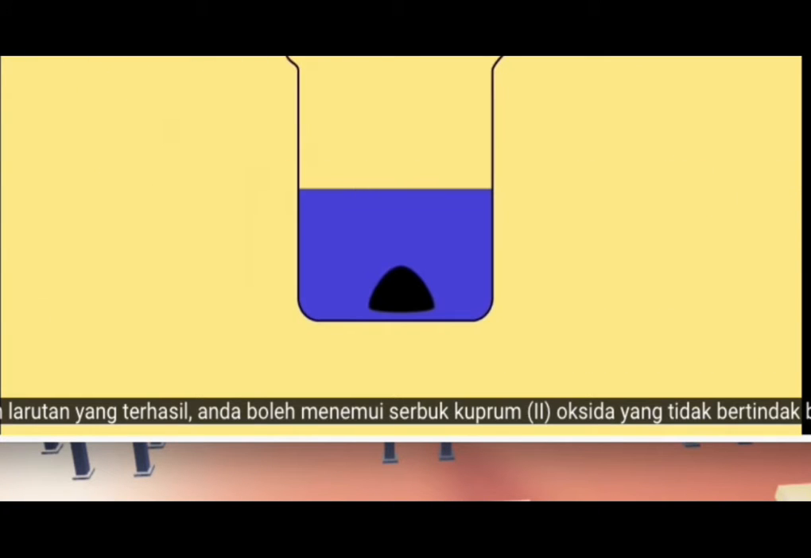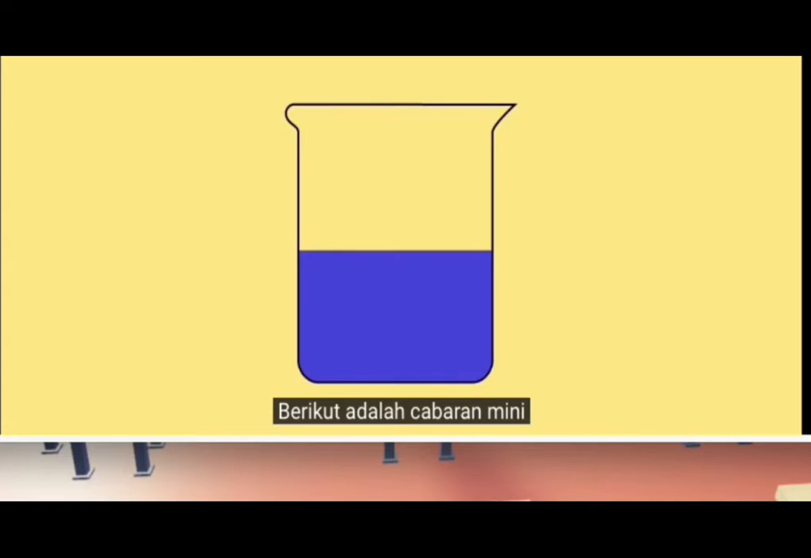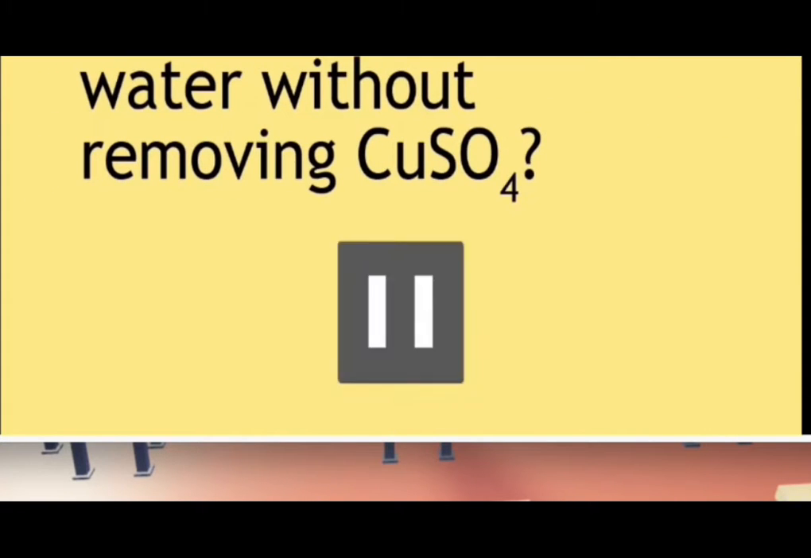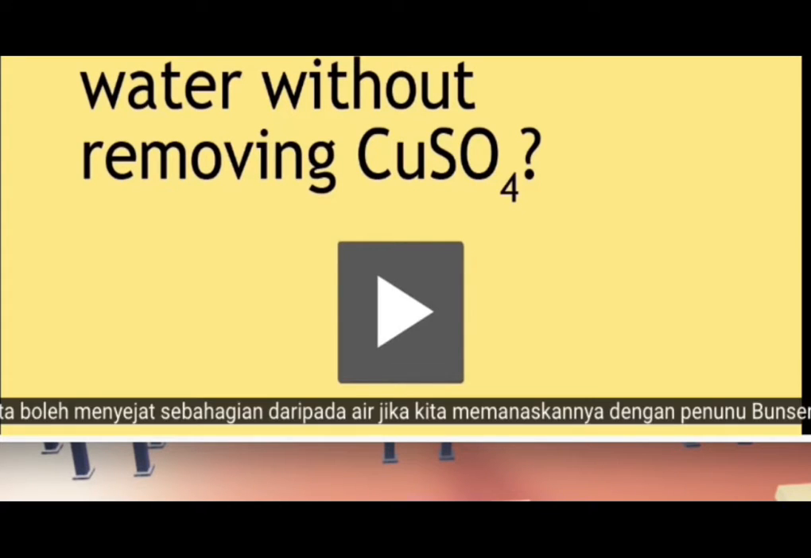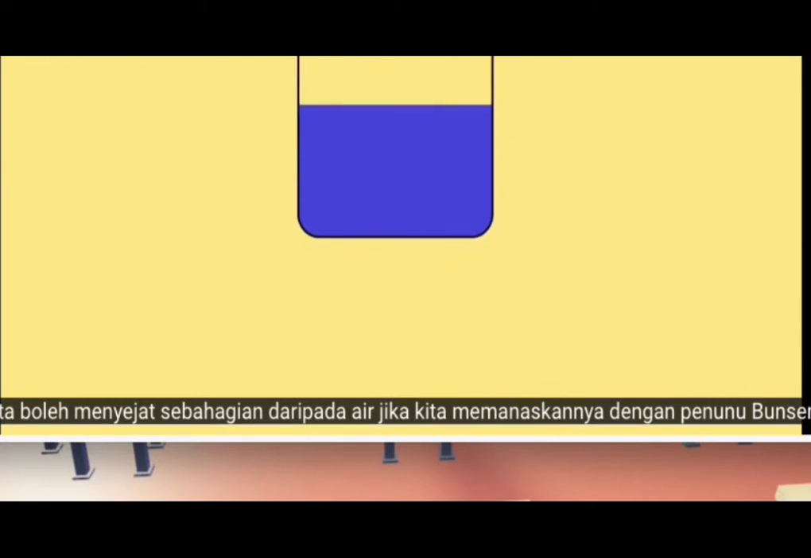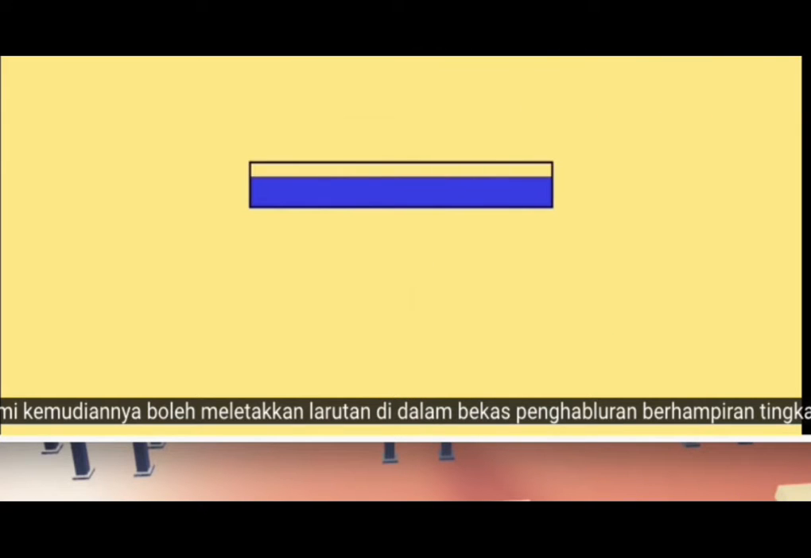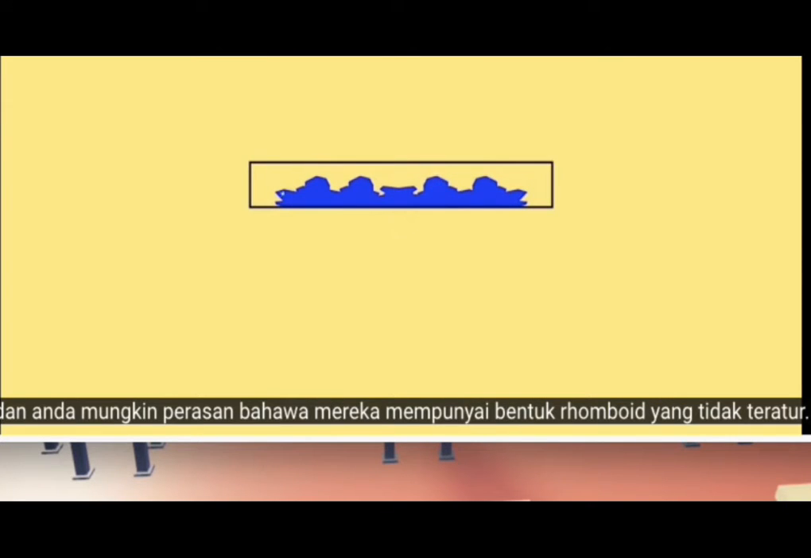Referring back to your solution, you may find some unreacted copper 2 oxide powder that can be removed by filtration. Here is a mini challenge. How can we remove water without removing copper 2 sulfate? Please pause to think about this and resume when ready. We can evaporate some water right over the Bunsen burner flame. Then we can place the solution in a crystallizing dish near a windowsill and find that copper 2 sulfate crystals have formed. These crystals are bright blue, and you may notice that they have an irregular rhombus shape.